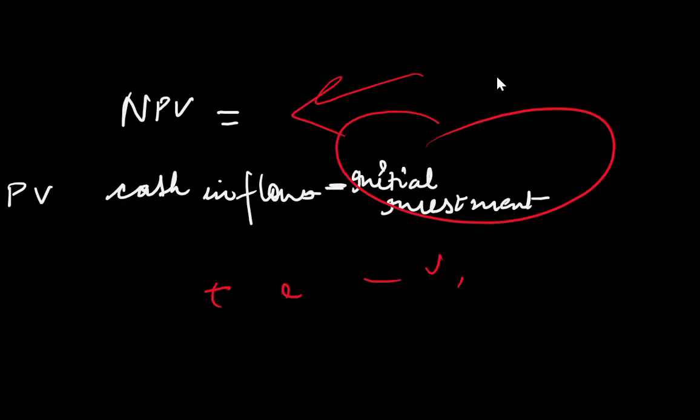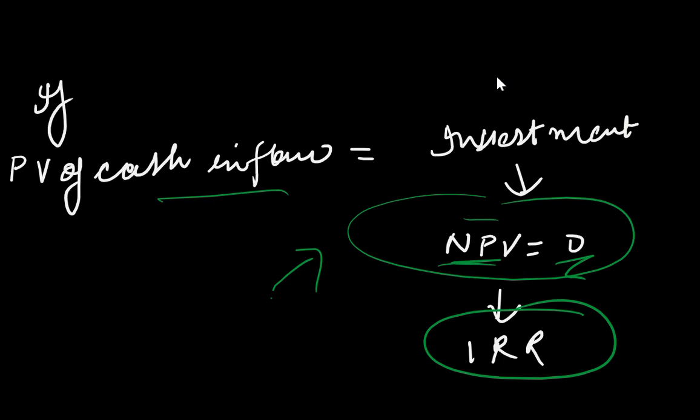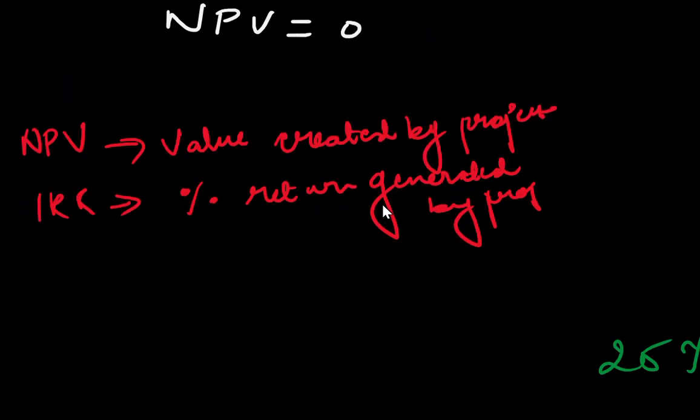Now there is one particular discount rate at which the present value of cash inflow is equal to the initial investment. And if that happens, then at this point NPV is zero and this discount rate is called the IRR. So in simple words, NPV tells us the value created by a project, whereas IRR tells us the percentage return generated by a project. Okay, so this is very simple to remember.